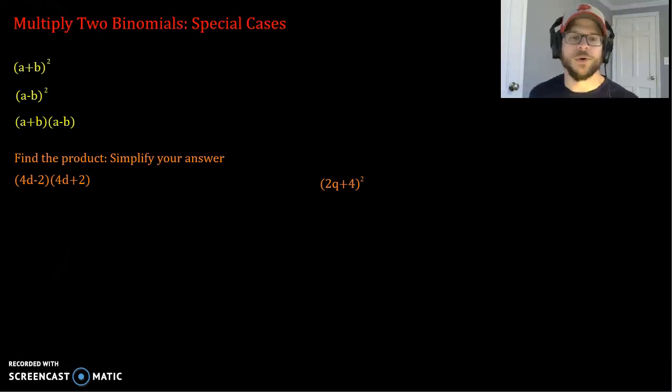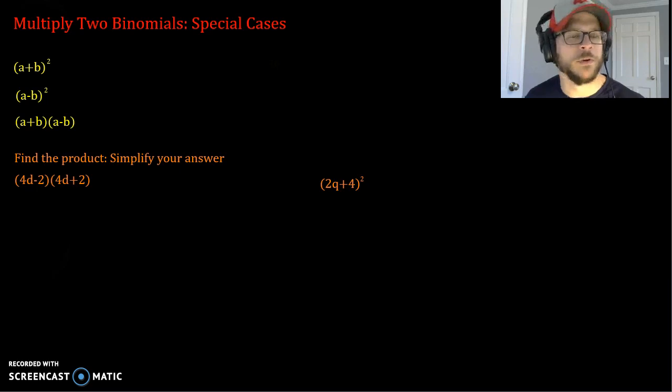Alright, in this tutorial we're going to go over some special cases on how to multiply two binomials together. You can think of these as shortcuts for some specific cases instead of having to FOIL them together or use the box method, which you still can, but if you know these special shortcuts, it could make your life a little bit easier and help you finish the problems a little bit quicker.